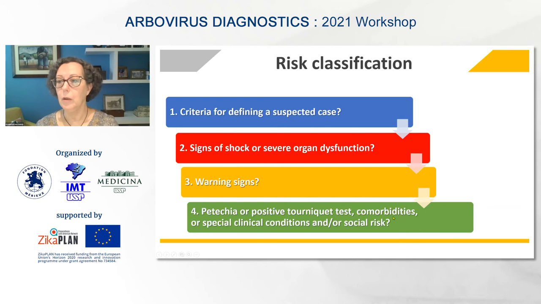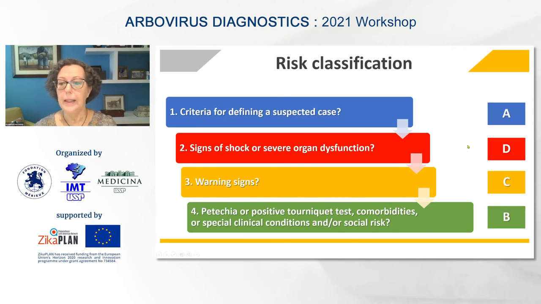And also the other risk factors that are comorbidities or special clinical conditions, or if there is a social risk. This also increases the likelihood of bad evolution of the cases. And then according to the answers to these questions, you define the group of the patients.